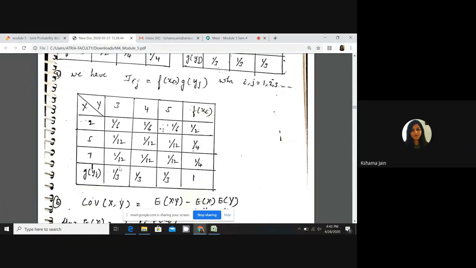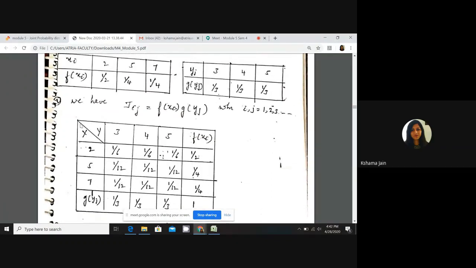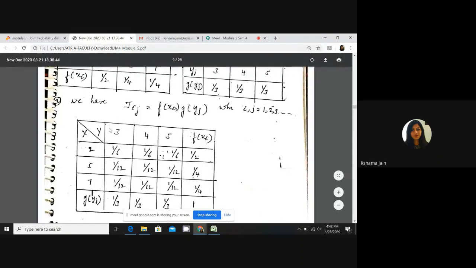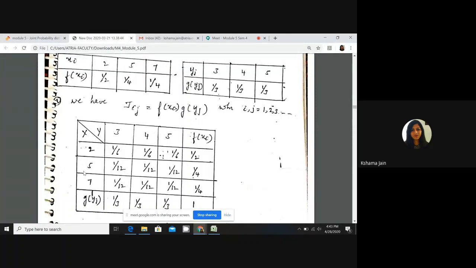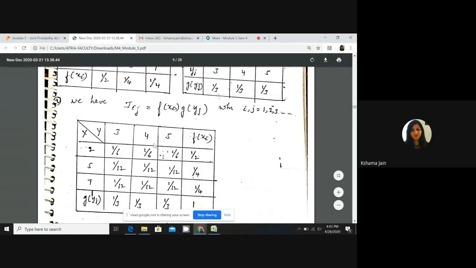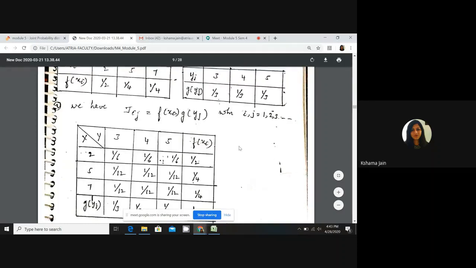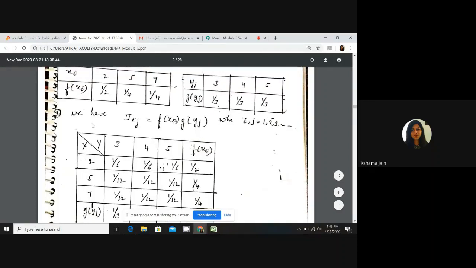Carefully, students, what I am going to do here. It's your choice, but whatever you adopt should always be the same, otherwise you will get confused. X generally we take here and Y terms we take here. Otherwise, you can reverse the position, no issue. So X are 2, 5, 7, Y are 3, 4, 5. Now, how to find these? I am trying to explain without the chalk and duster, so please cooperate with me.